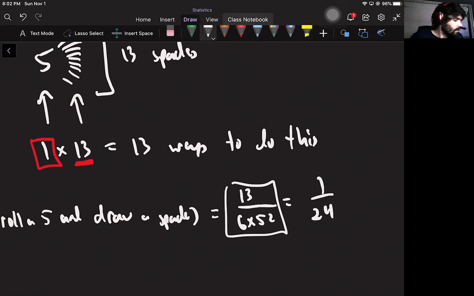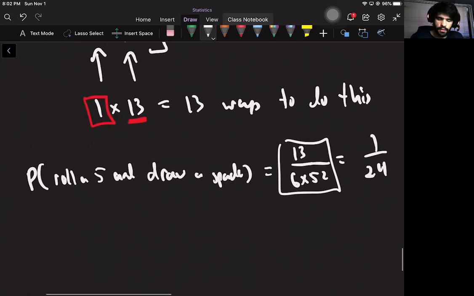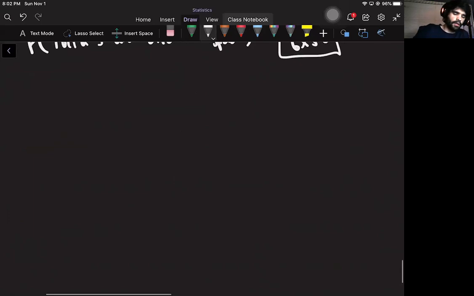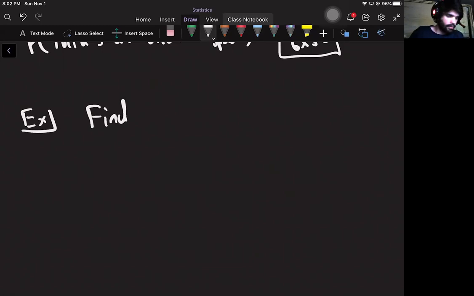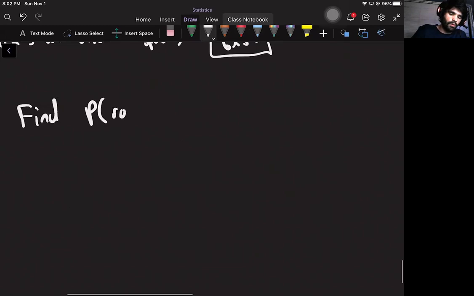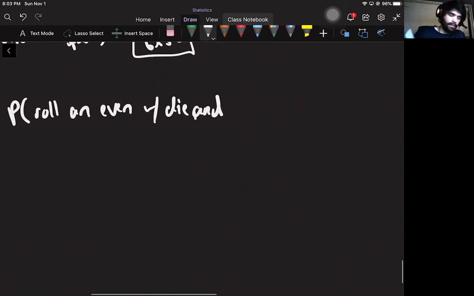Okay. So let's use this idea to do a couple more just for extra practice. So let's see if we can establish a pattern. Let's find the probability that you roll an even number with a die and then draw a heart.